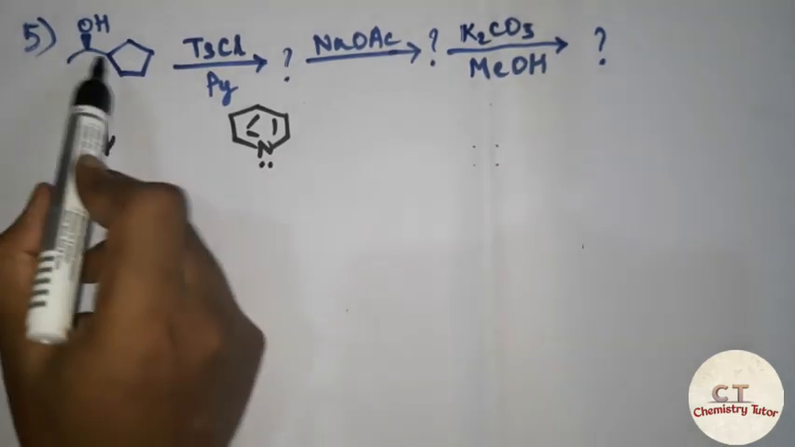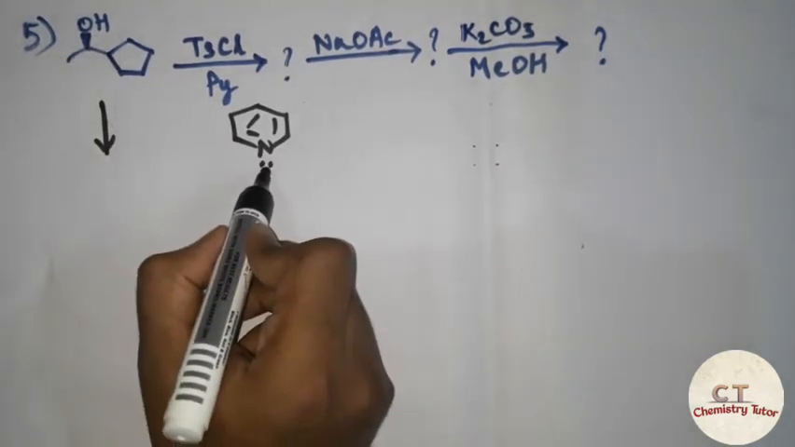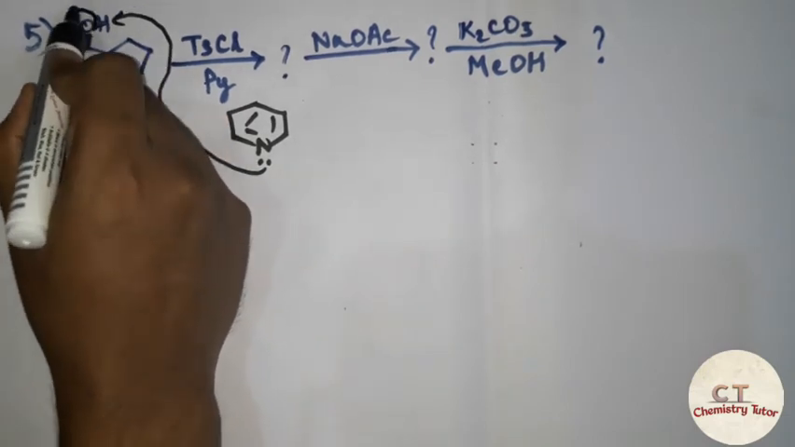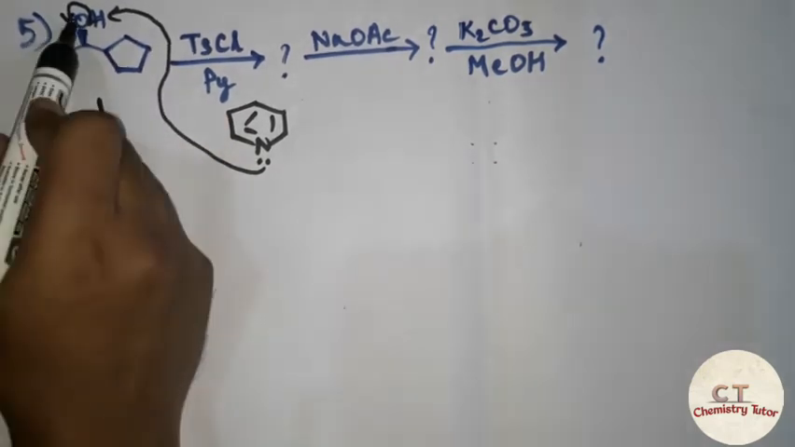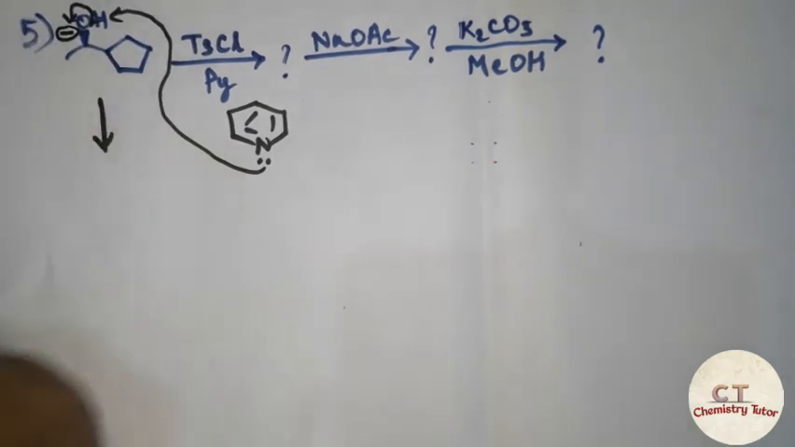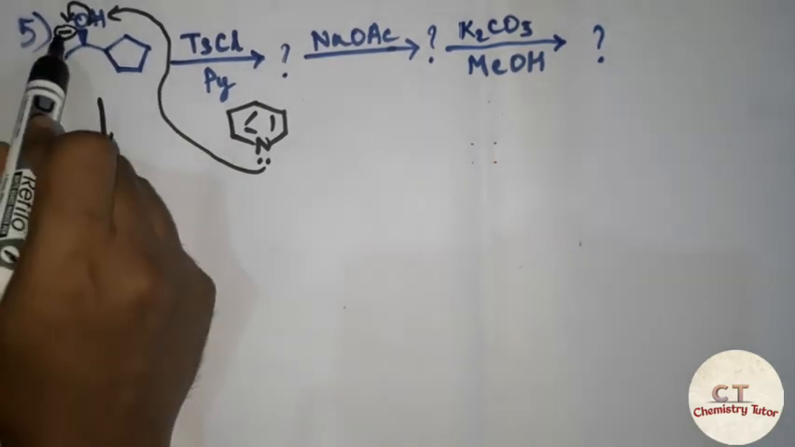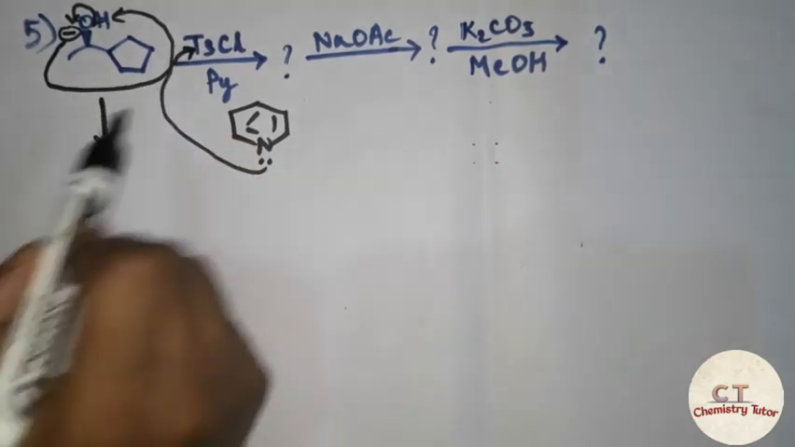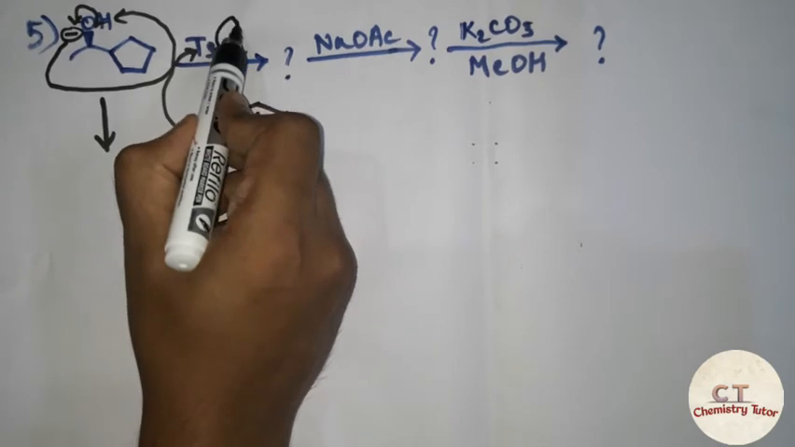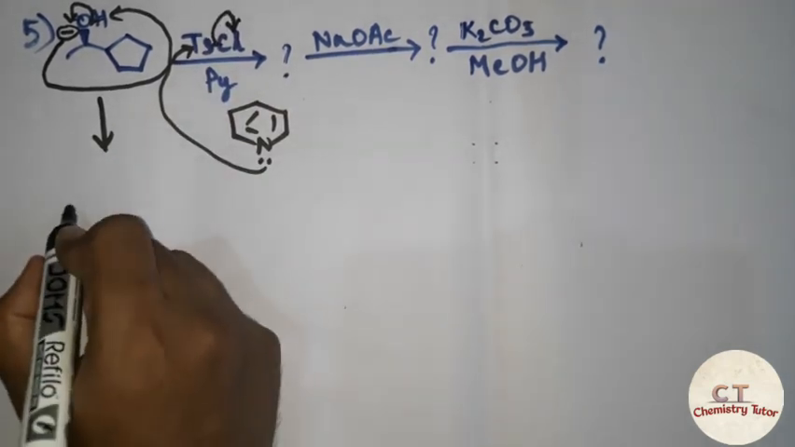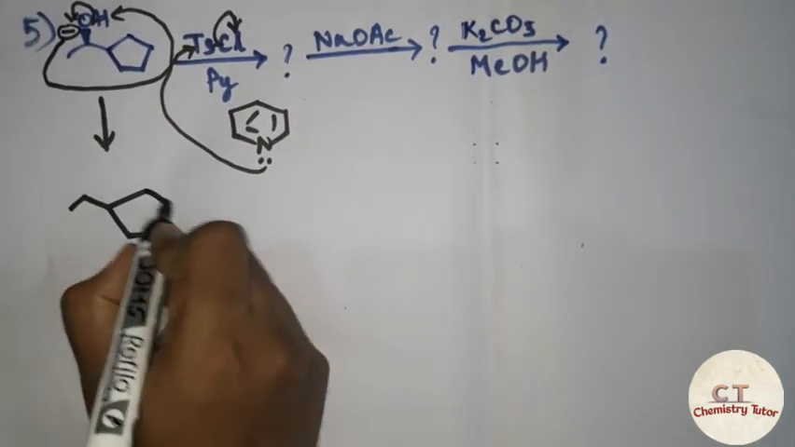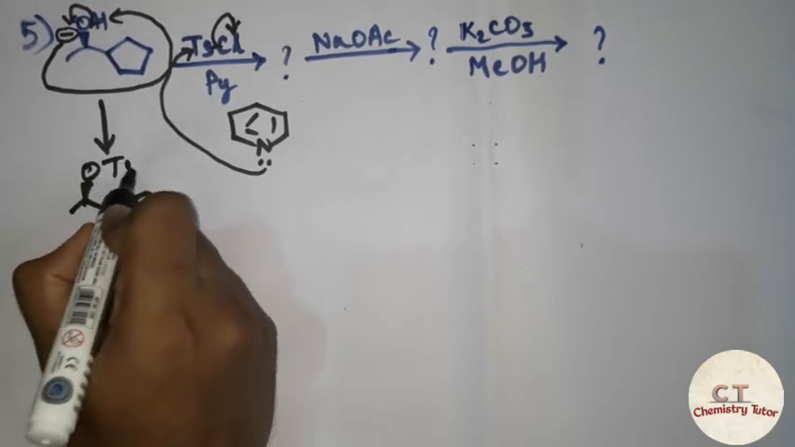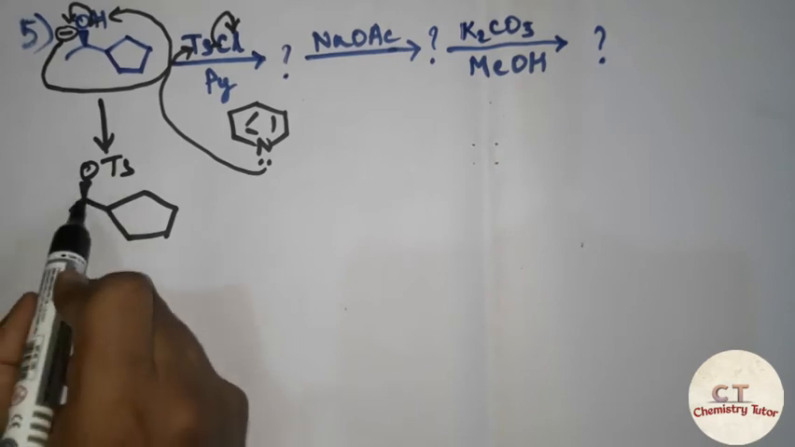Okay, so first of all, since pyridine acts as a base, it will abstract this proton, and a negative charge will reside on the oxygen atom. Further, this negative charge is going to attack the tosyl group, and chlorine is a good leaving group, so it will leave, and it will give us OTs, tosylate. Now it becomes a very good leaving group.